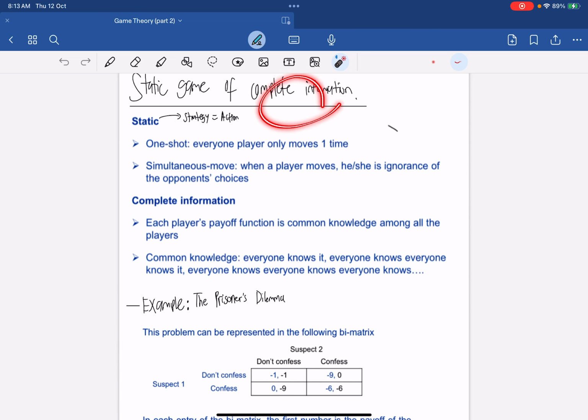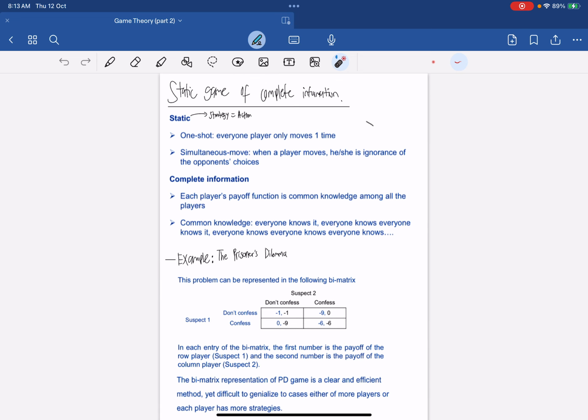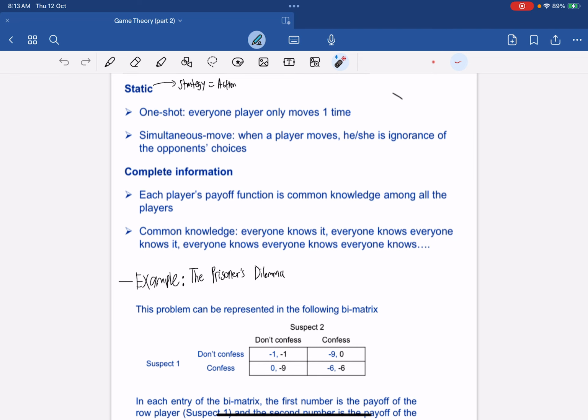And having complete information means that you know everyone's payoff function. It means that you make a move, your opponent makes a move, and both of you will know the payoff that you will get using this action profile or strategy profile. They are the same thing in this case.